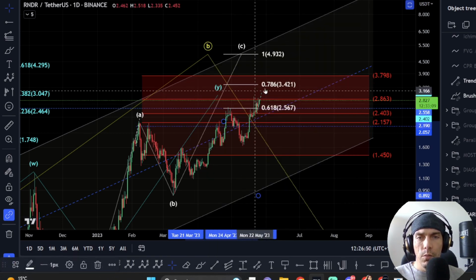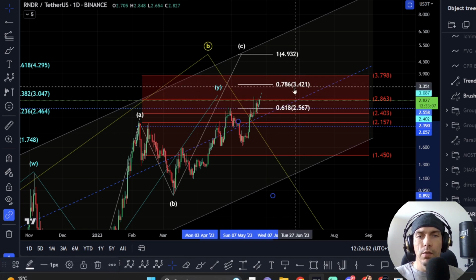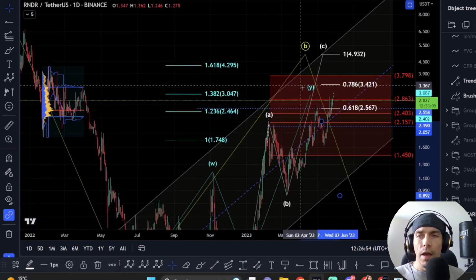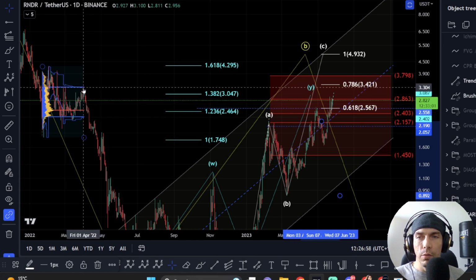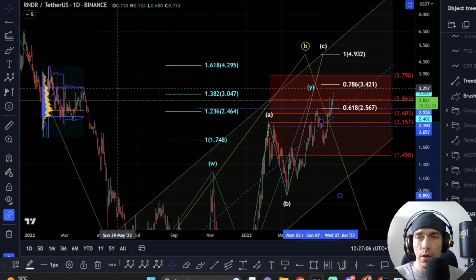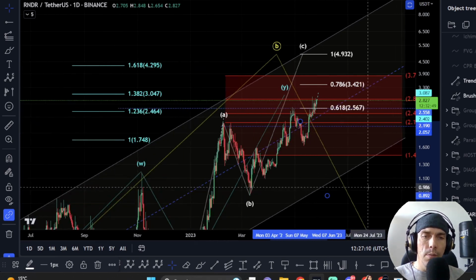Now if we did move up a little bit higher here, potentially this 786 could come into play, and that would actually be quite an interesting level, because it would be starting to bring us into some of these swing highs that we have over here on the left hand side. This would also look to bring us up into this value area high of this small little range that we've got here, which would be towards this zone of this $3.30. So going to be keeping an eye on that.